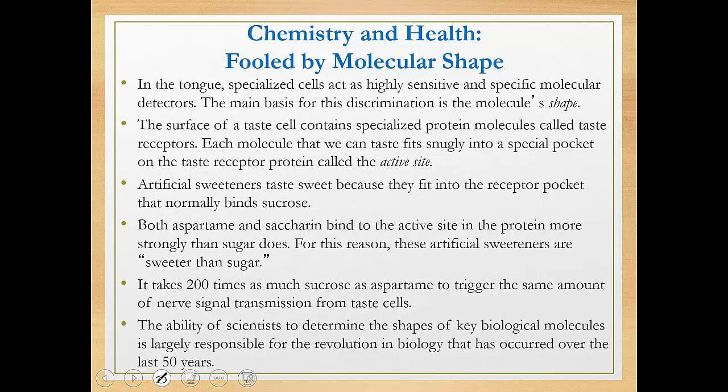So sucrose has the round peg somewhere. Aspartame and saccharin have that round peg somewhere. And so they bind to the active site in the protein, and they even bind more strongly than sugar. That's why we say they taste sweeter than sugar, because they bind more tightly than sugar, and they fire that activation, so you get more of a sensation of sweet. It actually takes 200 times the amount of sucrose to trigger the same amount of nerve transmission as aspartame. So you only need 1/200th the amount of aspartame to get the same sensation of sweetness.